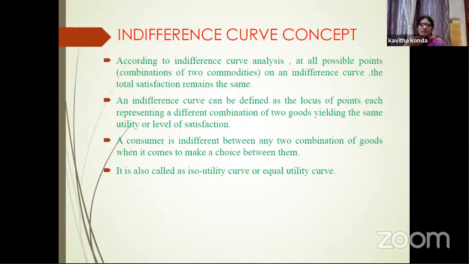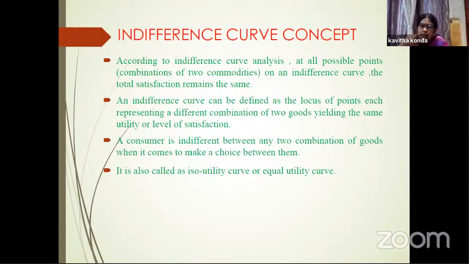I told you that according to indifference curve analysis, at all possible points, the combinations of two commodities, X and Y, these are the two goods, shown on an indifference curve, their total satisfaction will remain the same. So we can define the indifference curve as a locus of points, each of which represents a different combination of the two goods yielding the same utility or level of satisfaction. That's why the consumer is indifferent.